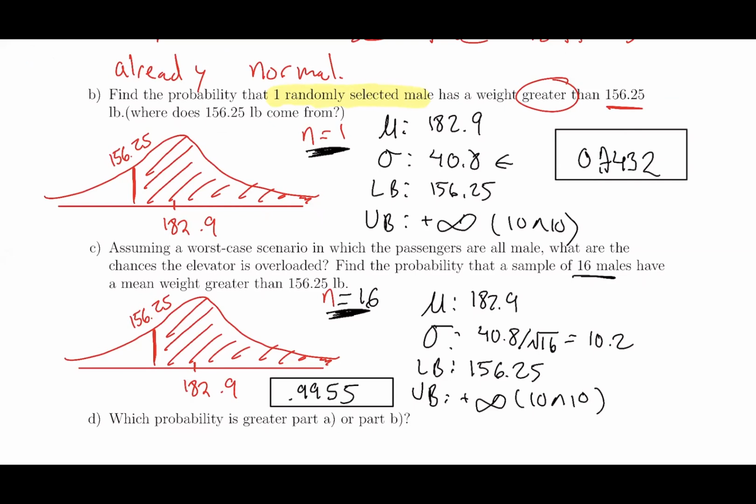All right, so then part D asks which part has a bigger probability, part B or part C? So which one has a bigger probability, part B or part C? B. Are you sure about that? Well, part B has 0.7432. Part C has 0.9955. So it should be part C. All right, and that's it for that question. Any question in regard to this problem?